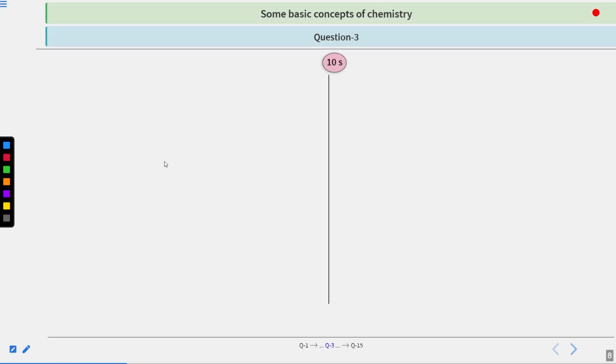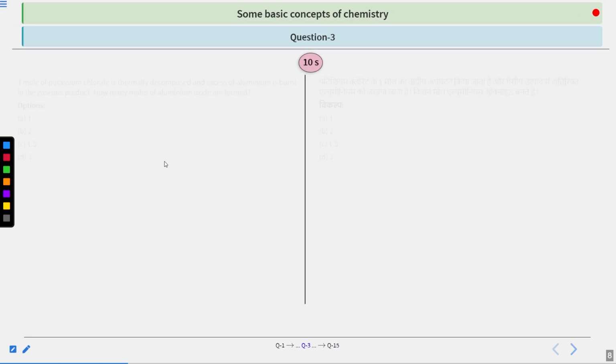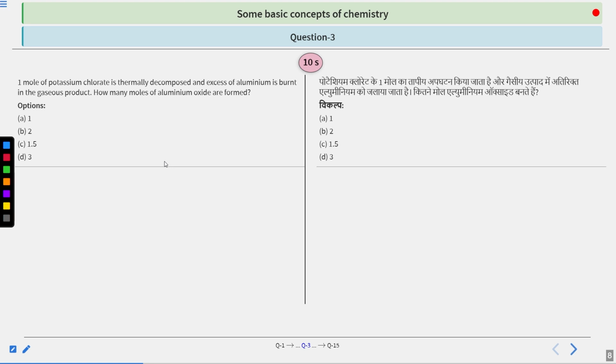Moving on to question number 3. Question number 3 says that 1 mole of potassium chlorate is thermally decomposed and excess of aluminium is burnt in the gaseous product. How many moles of aluminium oxide are formed? Options are A 1, B 2, C 1.5, D 3. You have 10 seconds to solve this question. Your time starts now.